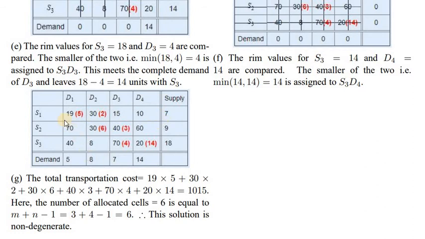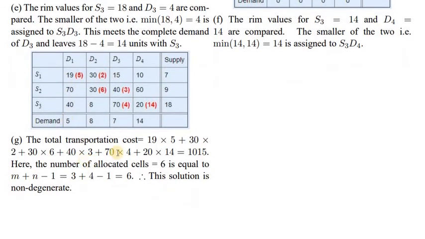So this is the final feasible solution. Here the total transportation cost is 19 into 5 plus 30 into 2, plus 30 into 6 plus 40 into 3 plus 70 into 4 plus 20 into 14. That will cost about 1015. Here there are 1, 2, 3, 4, 5, 6 assignments. That is 3 plus 4 minus 1, that is 6. Hence it is a non-degenerate solution.